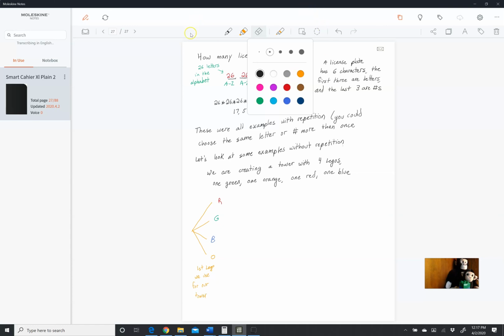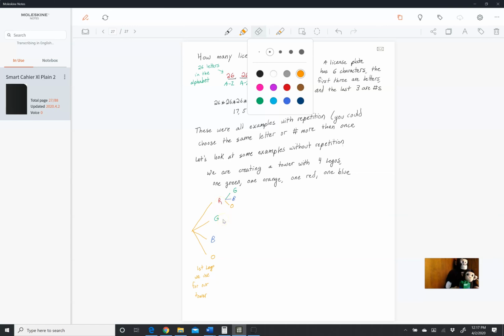For each of these, we have different possibilities. For the red one, we could choose to have green next. We could choose to have blue next. Or we could choose to have orange next. This is without replacement. We can't reuse the red, okay? That's what we mean by with repetition or without repetition, or with replacement and without replacement, okay? We can't reuse the red.